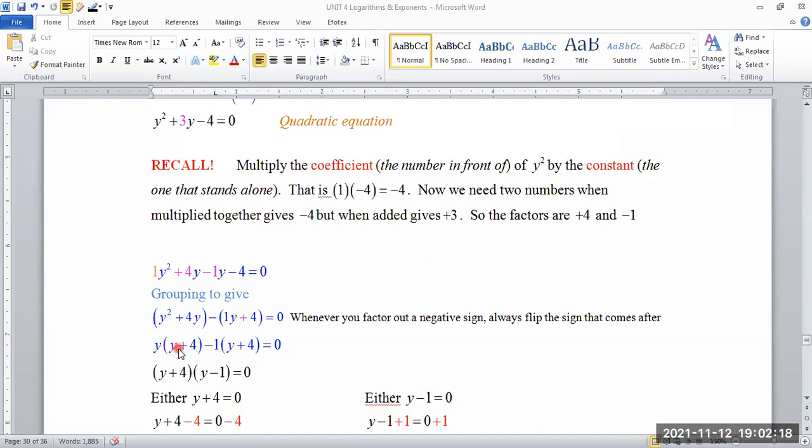And my question to you now is, what is common here that is common here? The same thing in the bracket, sir. Very good. My y plus 4. So I'm factoring it out. What is left is going to be my y minus 1. So that constitutes my two sets of values.